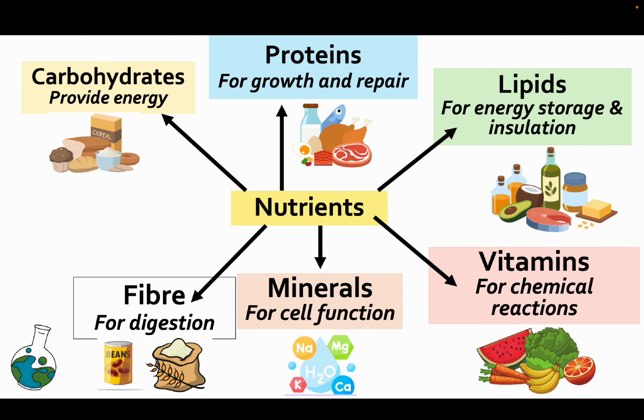Next one is fibre. Fibre helps move food through the digestive system and prevents constipation. It's found in whole grain foods, fruit and vegetables. Water is vital for hydration, transporting substances and controlling body temperature. It comes from drinks and water-rich foods like fruit and vegetables.